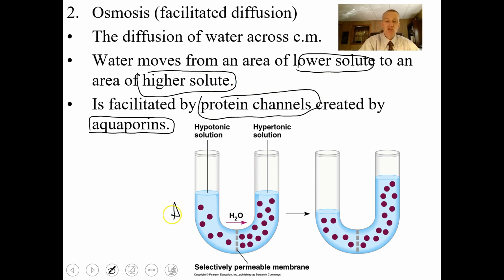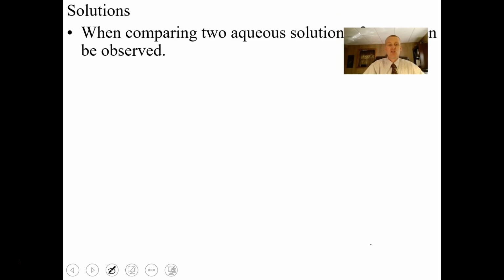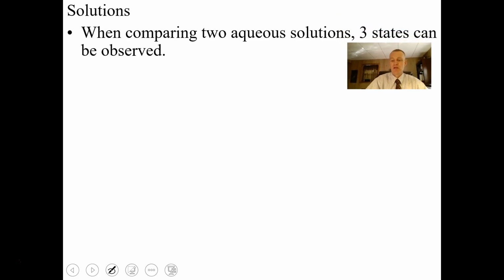But here's a solution over here that we'll call A. A is a solution with low solute, and B is a solution with high solute. And you can see the semi-permeable membrane in between. Water will literally move that way and fill up the other side of that bent tube. So there are different kinds of solutions when you compare them to each other.